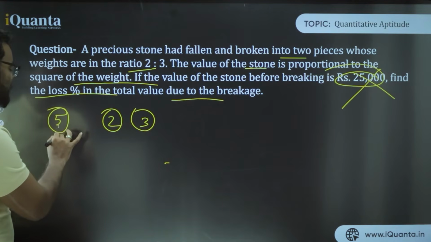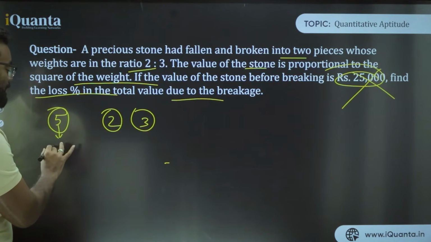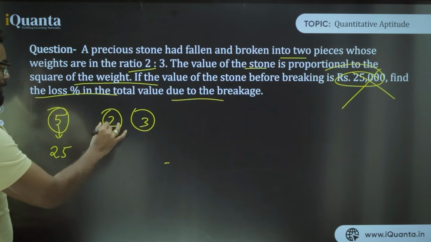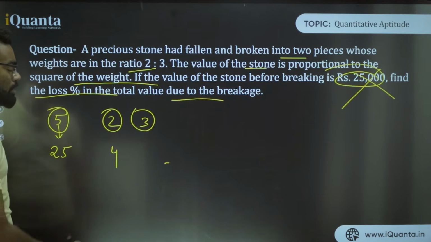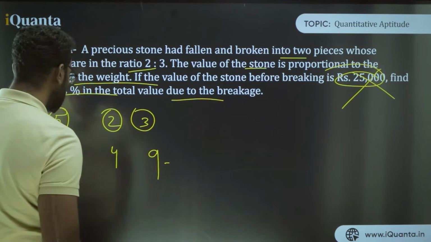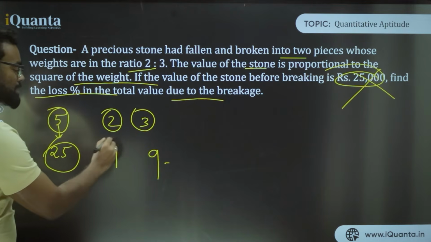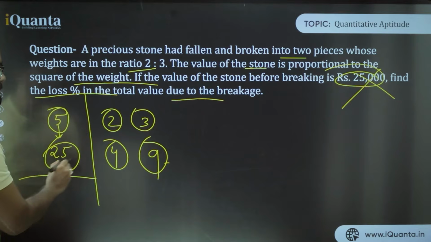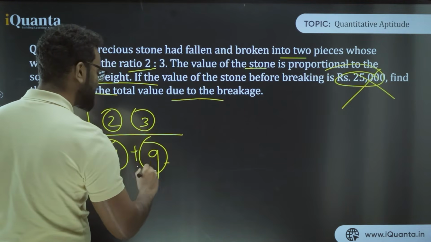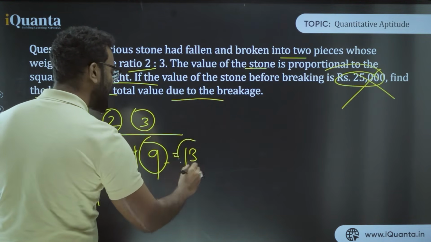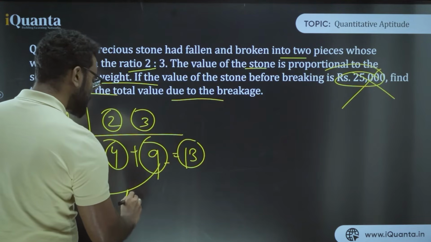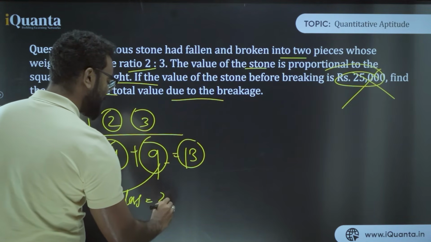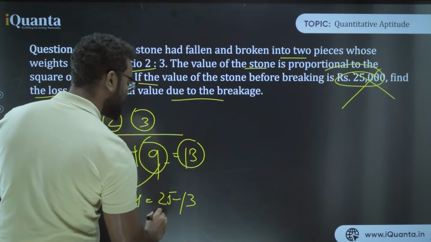If the 5 part is totally intact, the price would have been equivalent to 25. For 2, the price is equivalent to 4. For 3, the price is equivalent to 9. So this is 25, this is 4, this is 9. Before breaking, the price is 25. After breaking, the price is 4 plus 9, which is 13. So what is the loss? The loss is nothing but 25 minus 13, which is 12.